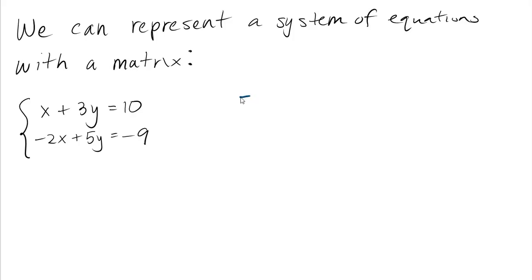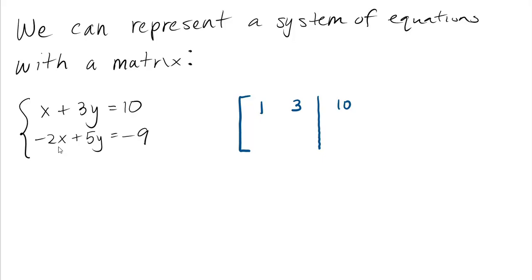So for example, I can represent the first equation by copying the coefficient of the first variable, x, which is 1, then copying the coefficient of the second variable, which is 3, and then copying the number on the other side. And to indicate where the equal sign is in our equation, we often put a line segment like this, dividing the coefficients of the variables from that number on the other side. A matrix written like this is called an augmented matrix.